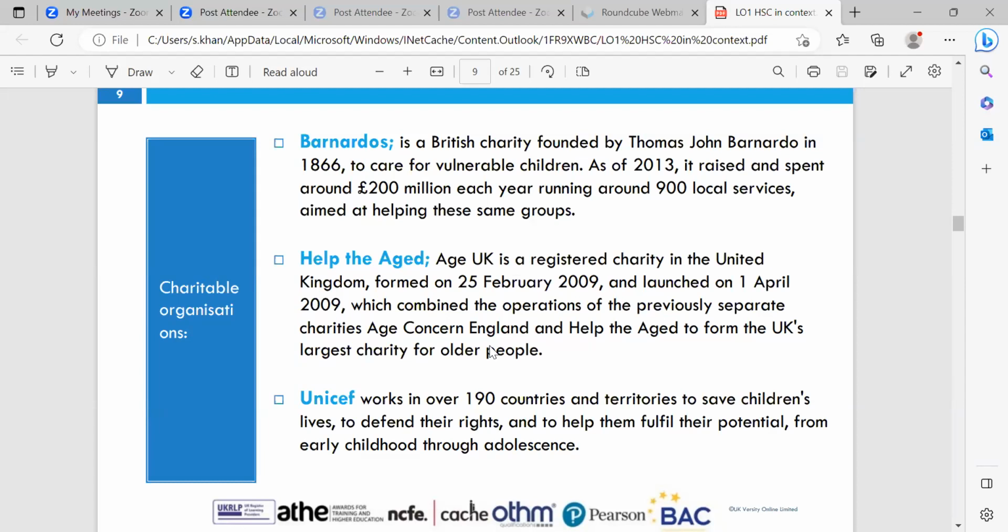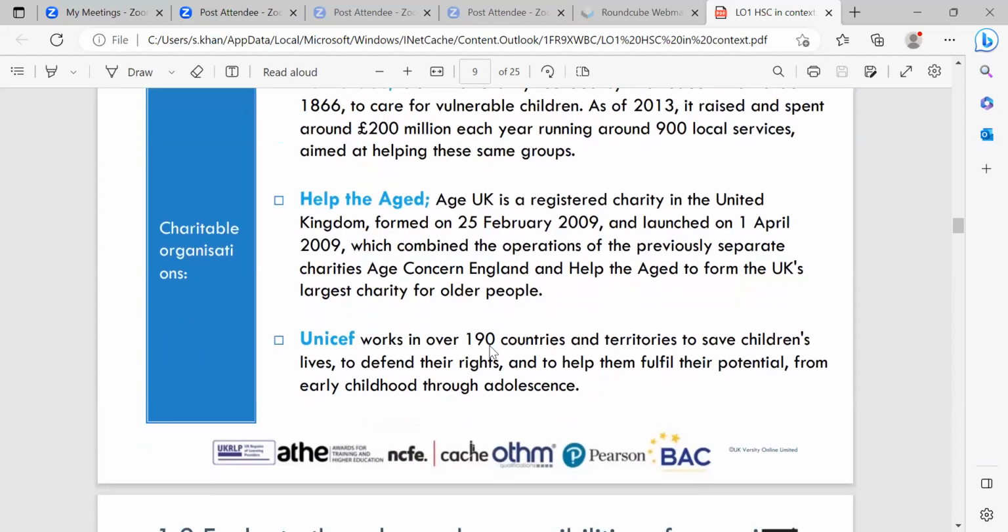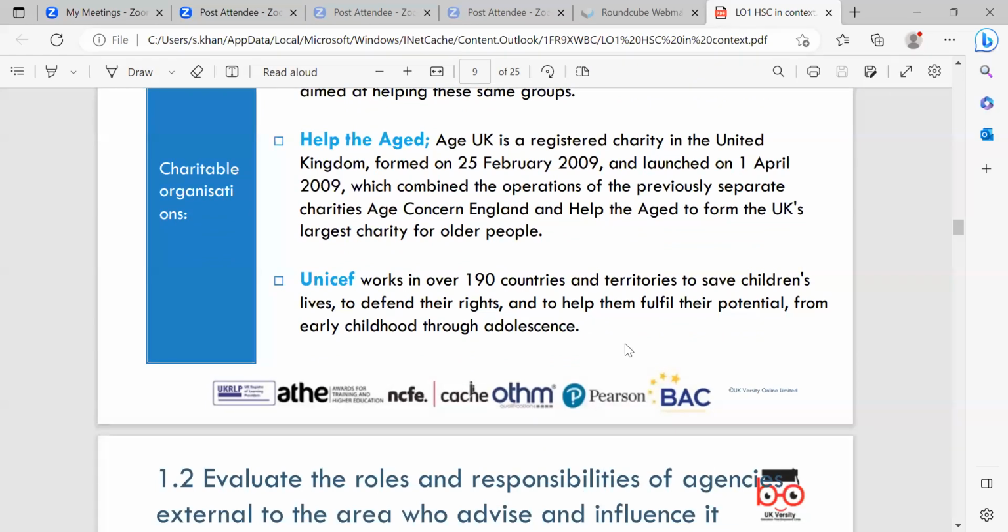And then there's Help the Aged, which is Age UK, a registered charity in the UK, formed on 25th of February 2009 and launched on 1st of April 2009, which combined the operations of the previously separate charities, Age Concern England and Help the Aged, to form the UK's largest charity for older people. UNICEF works in over 190 countries and territories to save children's lives, to defend their rights and to help them fulfil their potential from early childhood through adolescence.